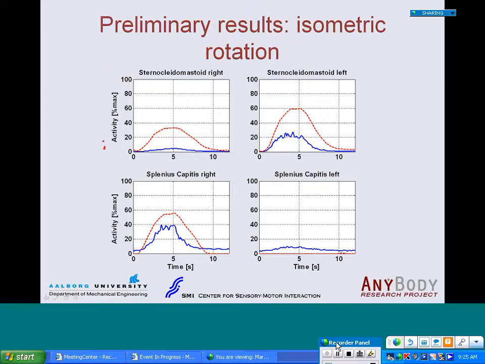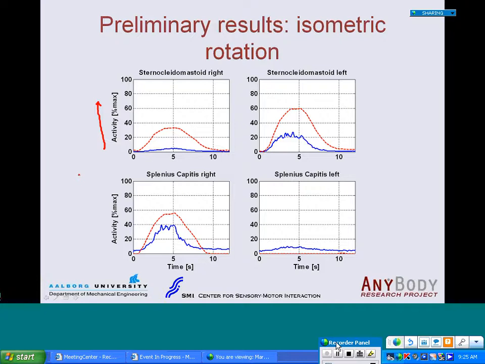Here on the vertical axis, you have the activity in percentage. So 0 is no activity in the muscle and 100 is the maximal activity. Here on the top 2 panels, we have the sternocleidomastoid on the right and the left side. And in the lower panels, we have the splenius capitis on the right and the left side. The red line is the activity estimated by AnyBody, and the blue line is the processed EMG data during these contractions.